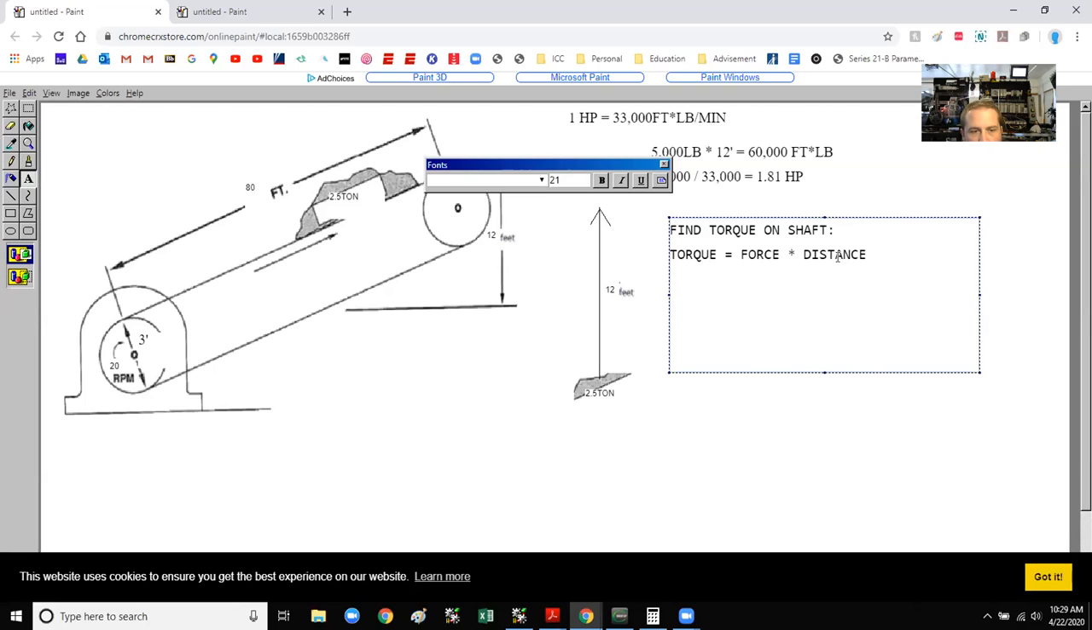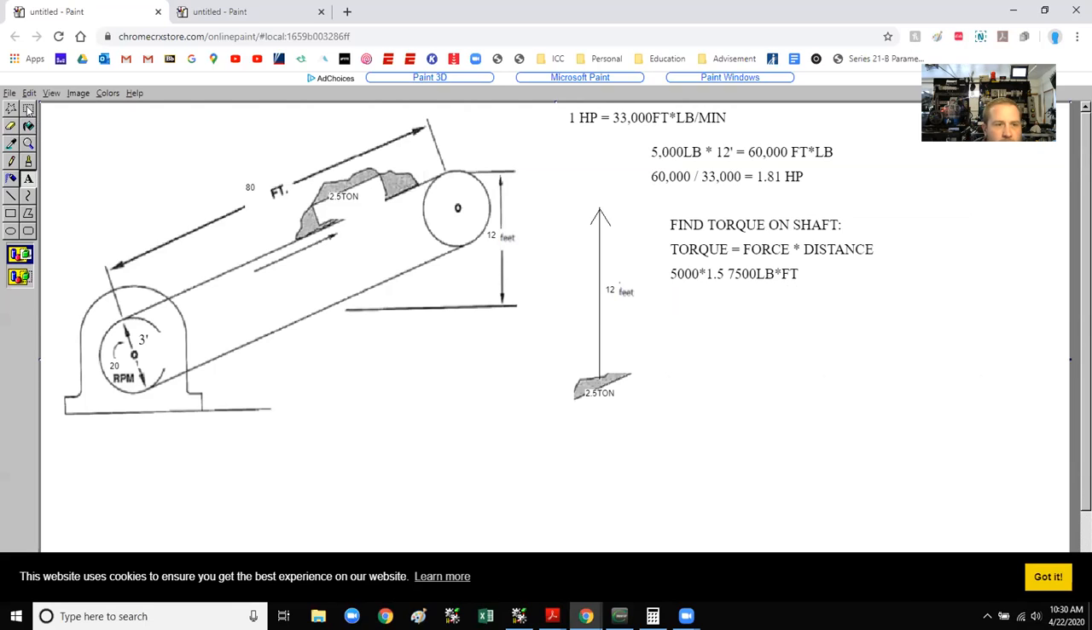5,000 pounds times 1.5 feet. So it'd be 7,500 pound-feet. Okay, so just to be clear, this was one question.